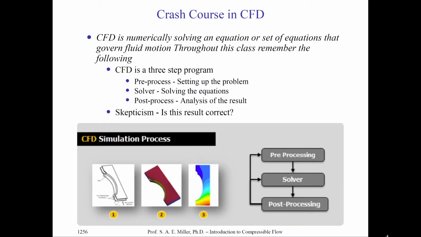Here's one picture from the Siemens Corporation from their manual on STAR, where they show the 3 steps. The pre-process is in 1, where they define the problem. 2 is the solver, which you see in step 2, where we find a solution. And 3 is post-processing and analyzing the results.